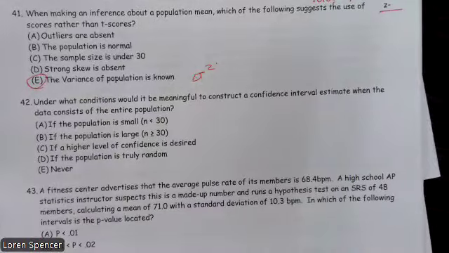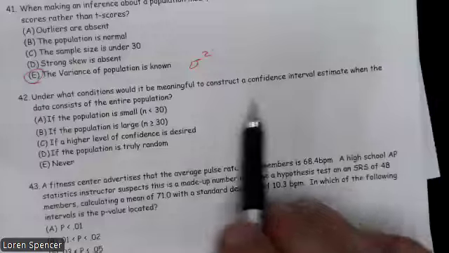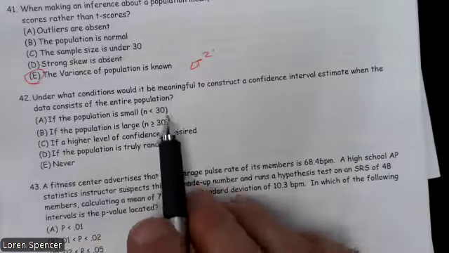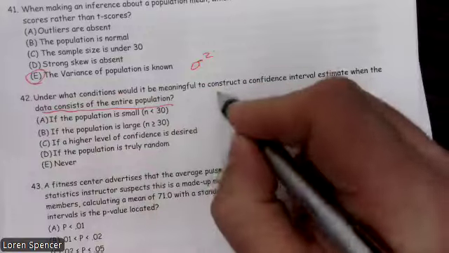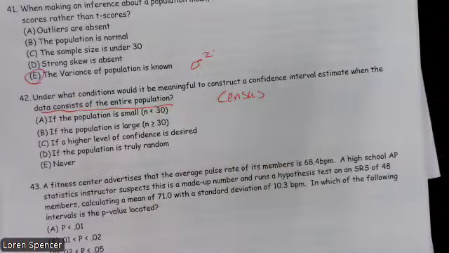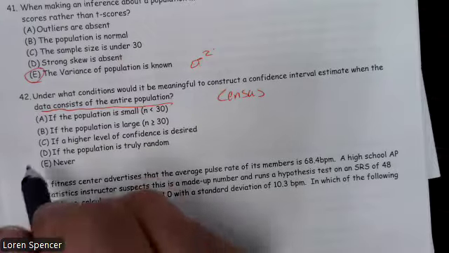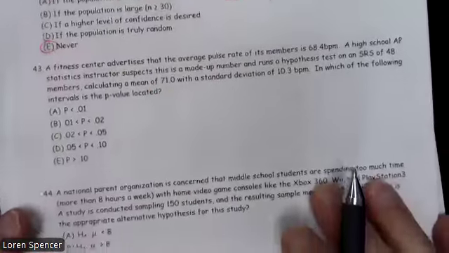Under what conditions would it be meaningful to construct a confidence interval estimate when the data consists of the entire population? They said the entire population. That means you're taking a census. If you're using a census, you do not need to do it. Matter of fact, it's not correct because you have the actual value. If you have the actual value, it's not necessary. Our answer choice to this one is E.